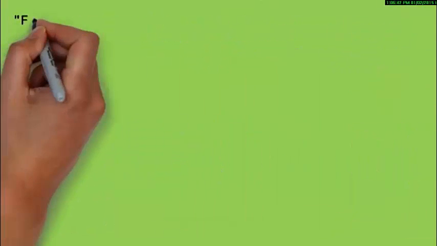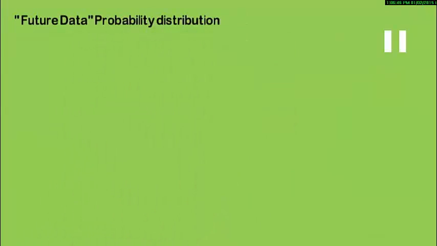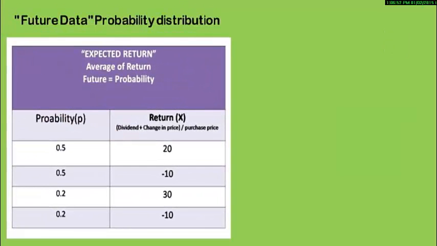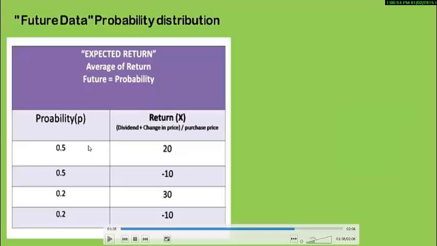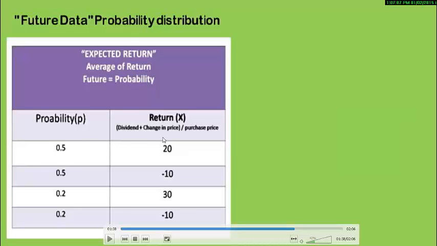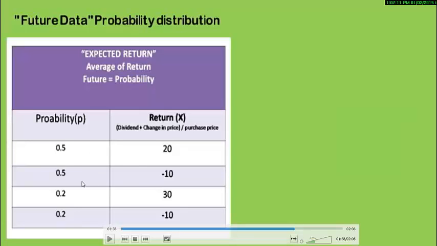Now how to calculate the expected return using the future data, that is the probability distribution. So the formula in this case is... probability is given to us. Now what is this probability? That is the probability of occurring of these returns, that is the possible returns that may or may not occur. So the probability of 20% return is 0.5, and of minus 10 is 0.5.